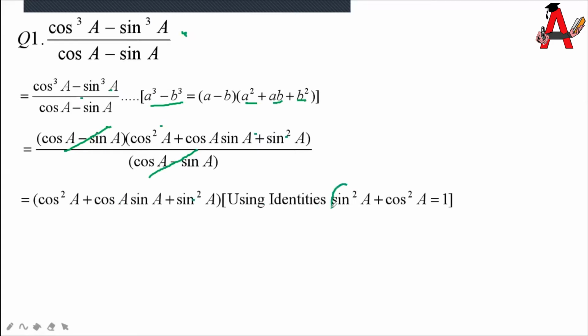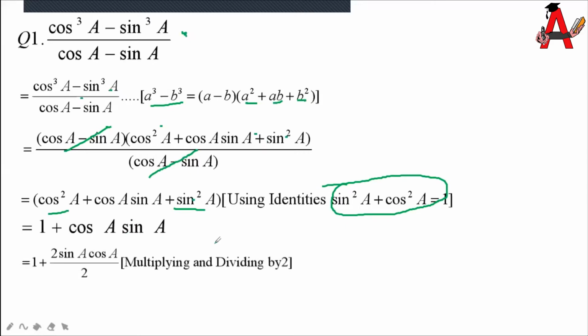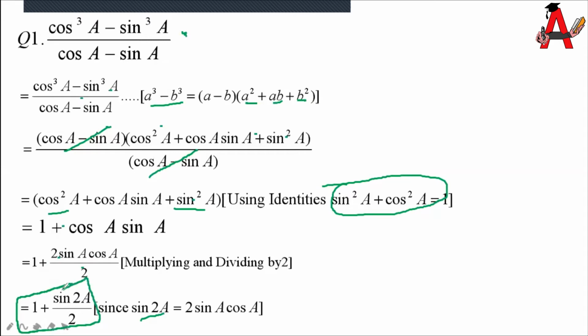Further, by using the identity sine square A plus cos square A is equal to 1, we will get this portion as 1. What we get is 1 plus cos A sine A. This can also be further reduced if we remember the formula of sine 2A. So we will multiply this by 2 and divide this by 2. This becomes 1 plus 2 sine A cos A upon 2. We also know that sine 2A is 2 sine A cos A. Therefore, the answer will be (1 plus sine 2A) upon 2.